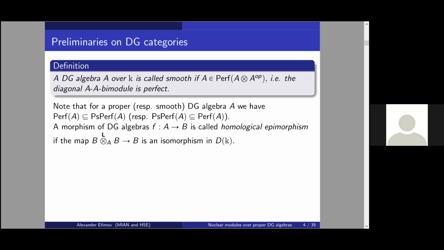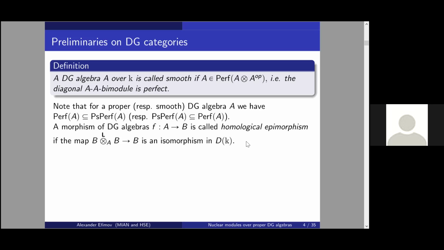The notion of homological epimorphism is a certain weakening of localization. It's basically the condition that B tensor B over A is quasi-isomorphic to B. It means that the extension of scalars from A to B is a localization functor, which is the same as requiring that the restriction of scalars is fully faithful.